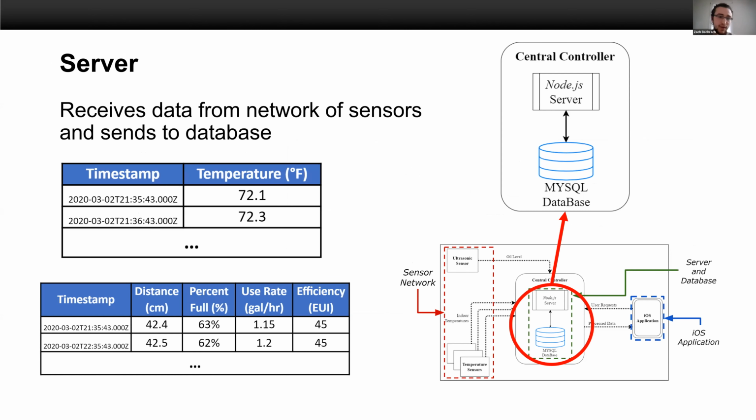So still with software, we have the server. The server's job is to grab the data from the sensors via Wi-Fi and then send it over to the database, which we designed in MySQL for now. On the bottom right, you'll see the block diagram I showed before. I kept this here because it's a good way to keep in mind the scope of what we're doing here.